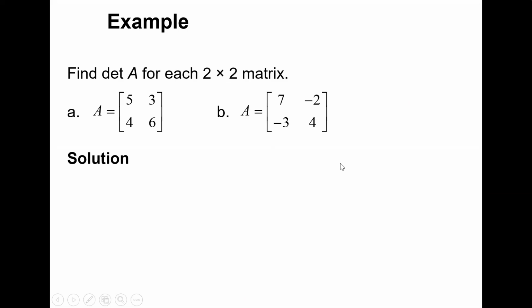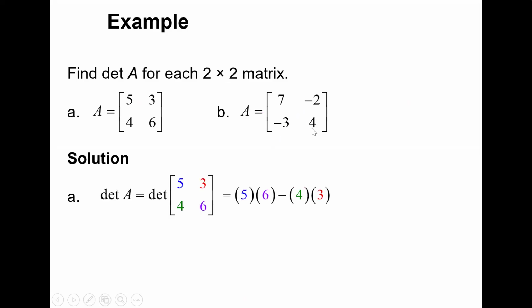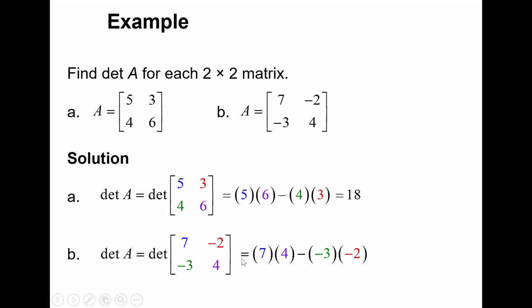And so if we look at that for two simple 2 by 2 matrices, we're going to take 5 times 6 minus 4 times 3. And here we're going to take 7 times 4 minus a minus 3 times a minus 2. And when we do that, that's going to give us 18. And when we do this one, we're going to get a 22, because that's going to be minus, and that becomes a plus. So it's going to be 28 minus 6, which is 22.